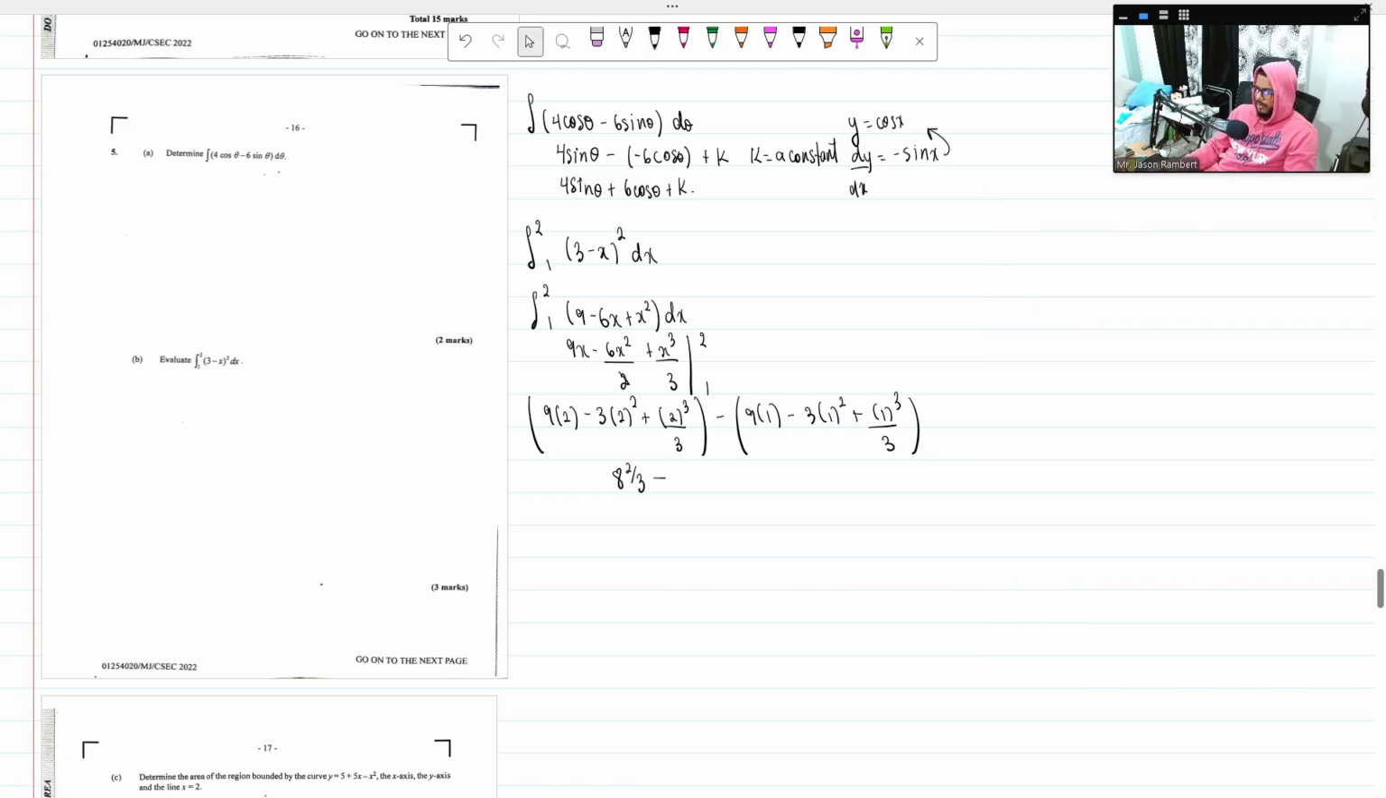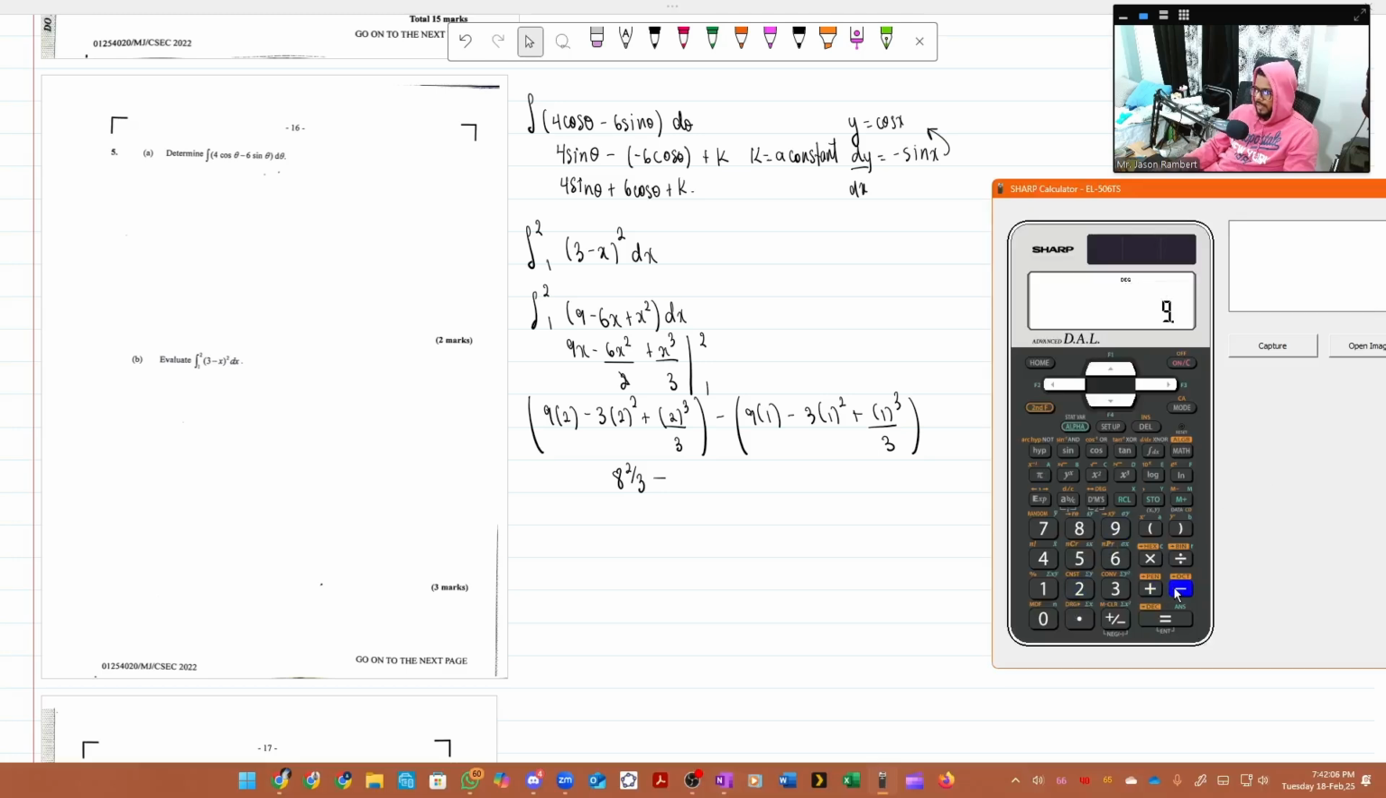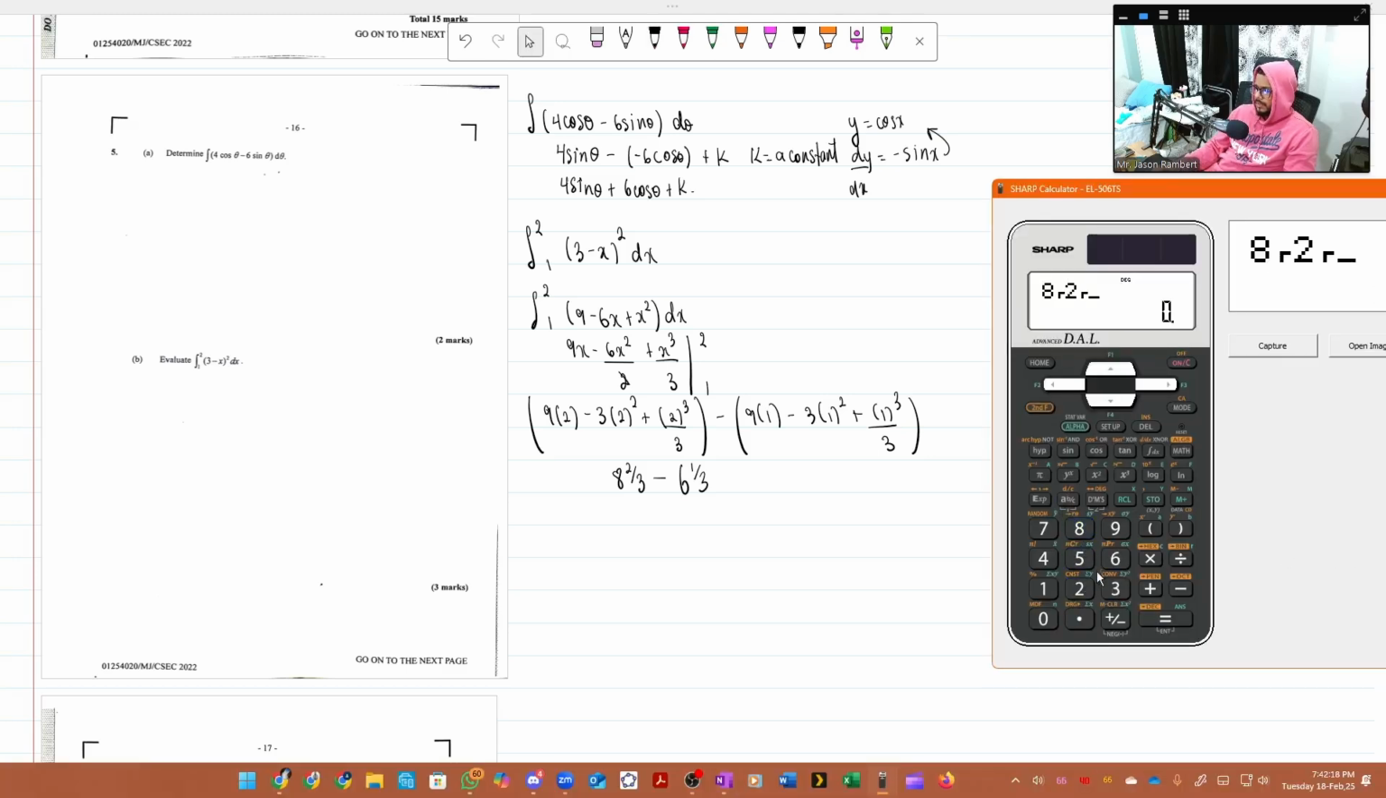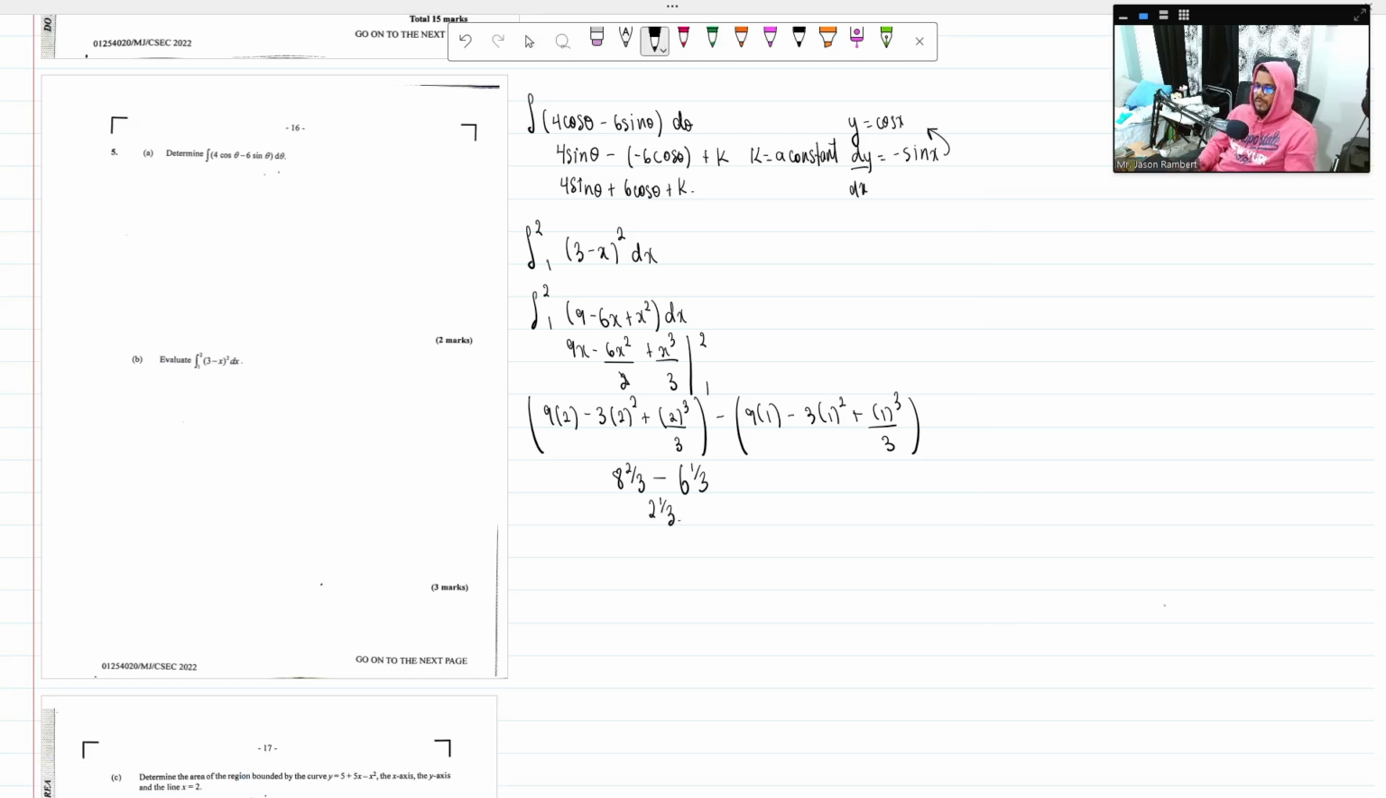Take away. Now this one will be a little bit easier. There's 9, take away 3 plus a third, which is 6 and a third. I like to double check, 8 and 2/3, take away 6 and a third, is 2 and a third. Now, up to now, the question never indicated that our part B was our area, so I'm leaving it like 2 and a third because it just says evaluate the integral. If they say calculate the area, then I'll put square units.